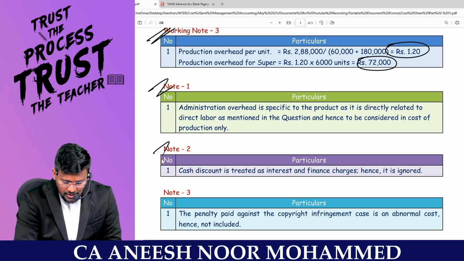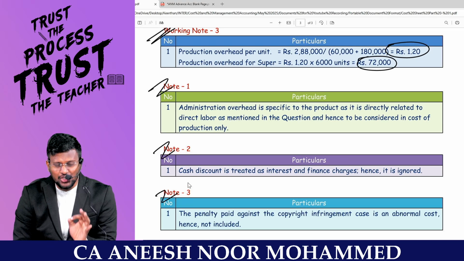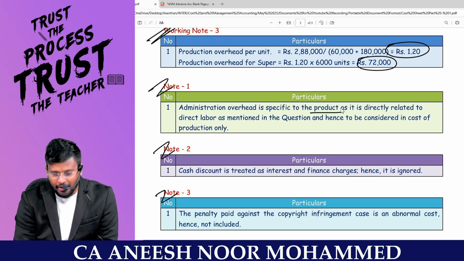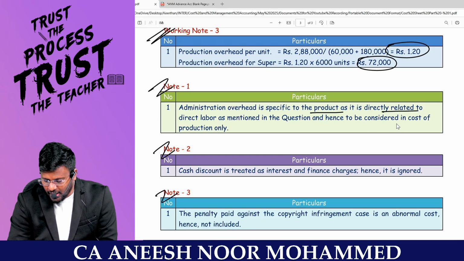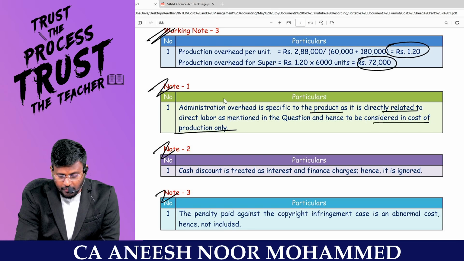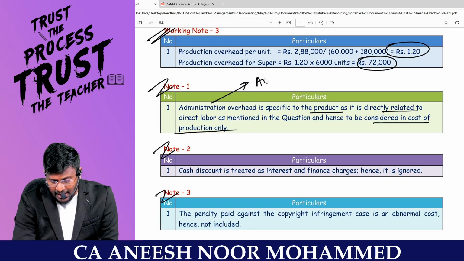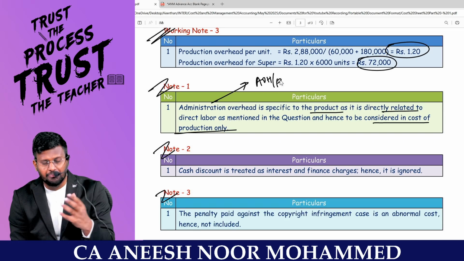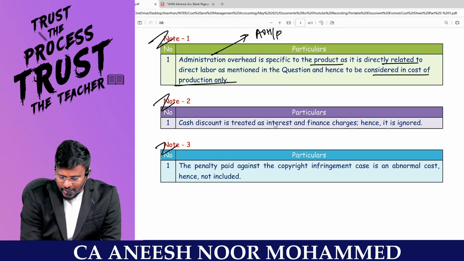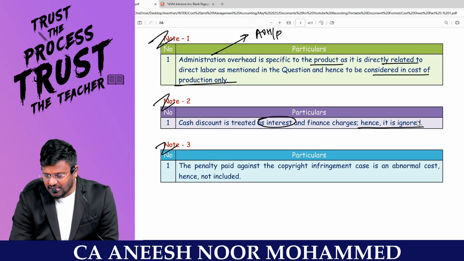And these notes are very important. Administration overhead is specific to the product and is directly related to labor cost. As mentioned in the question and needs to be considered in the cost of production only, we have treated the administration overhead as administration overhead related to production, which is nothing but QRAP minus scrap. Cash discount is treated as interest and finance charges, hence it is ignored.